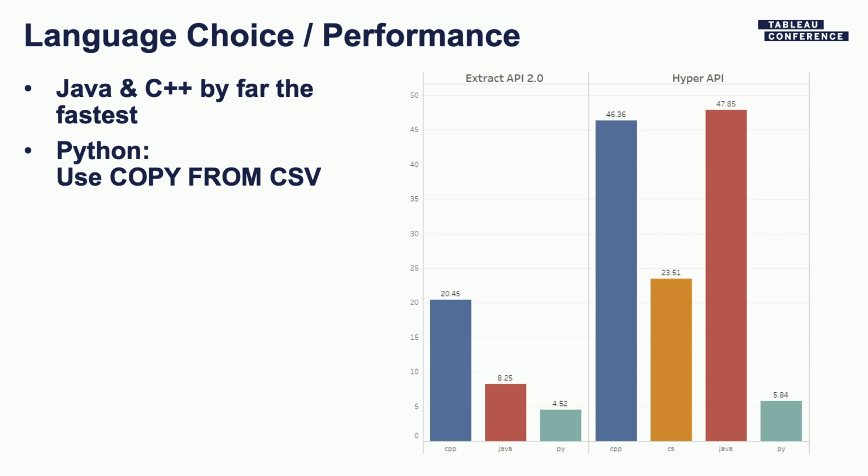Or if you want to use Python, for example, if you have CSV data, use this copy command, because as we said, this circumvents Python and just lets Hyper do all the heavy lifting. Then, of course, Python is as fast as C++ because they don't do anything, they just send a SQL command to Hyper.